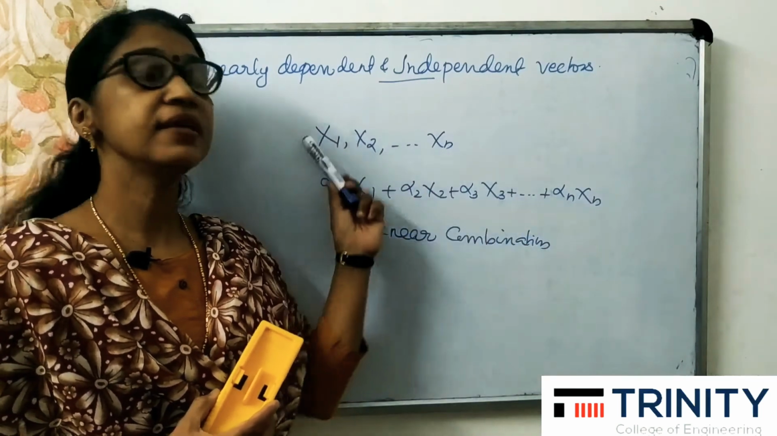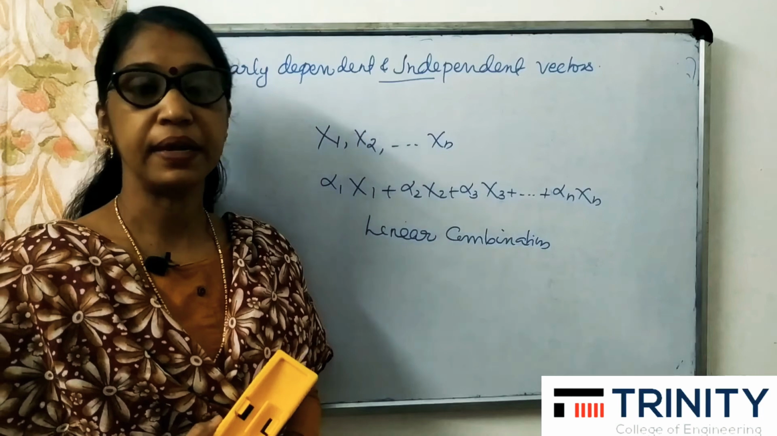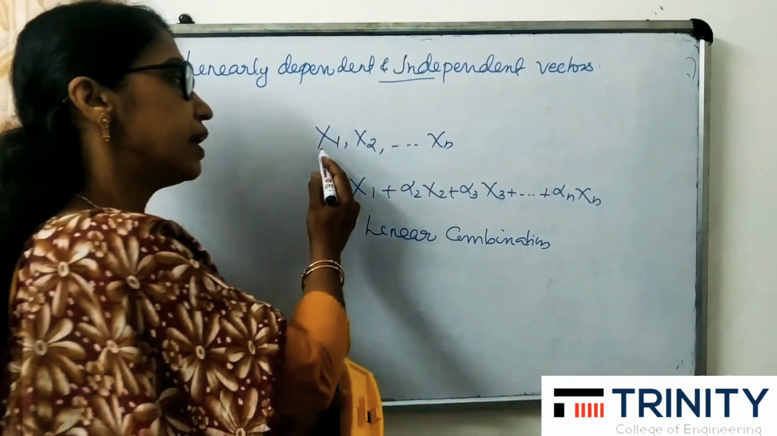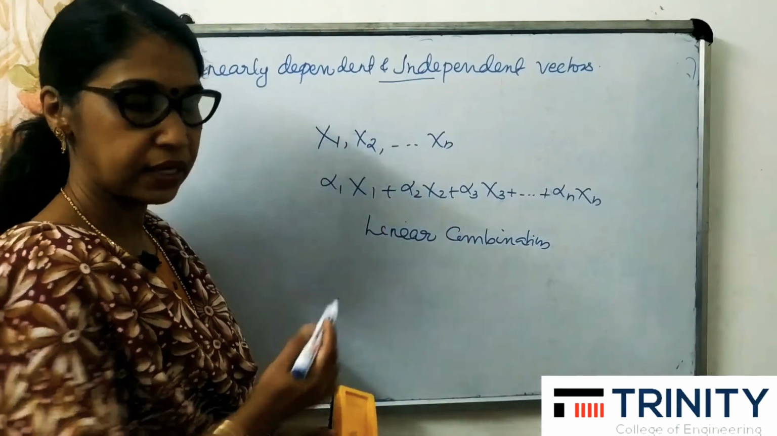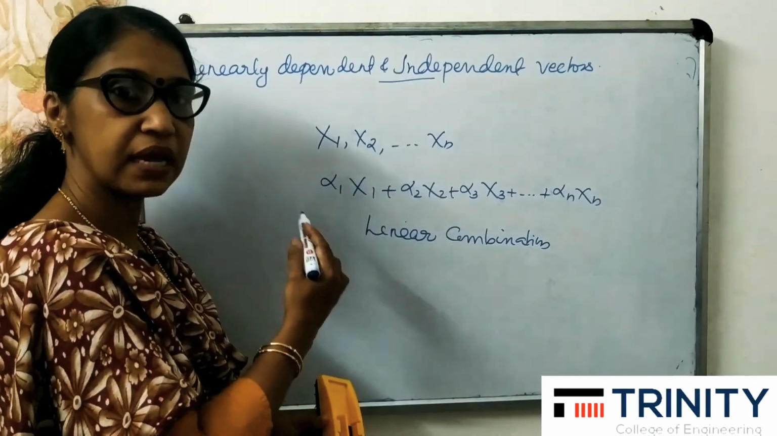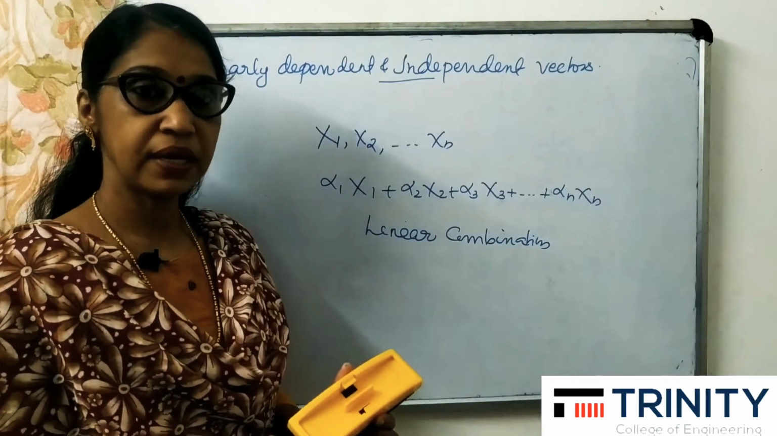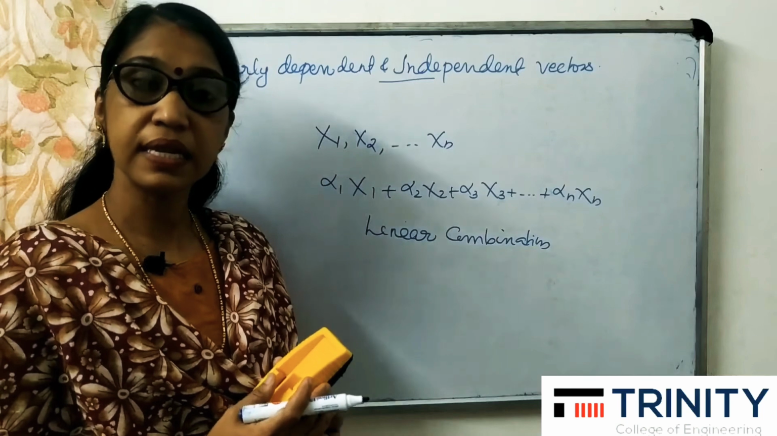Now, when are these vectors said to be linearly dependent? There is a definition. Linearly dependent vectors: if any one of these n vectors can be expressed as a linear combination of the others, then those vectors are said to be linearly dependent.